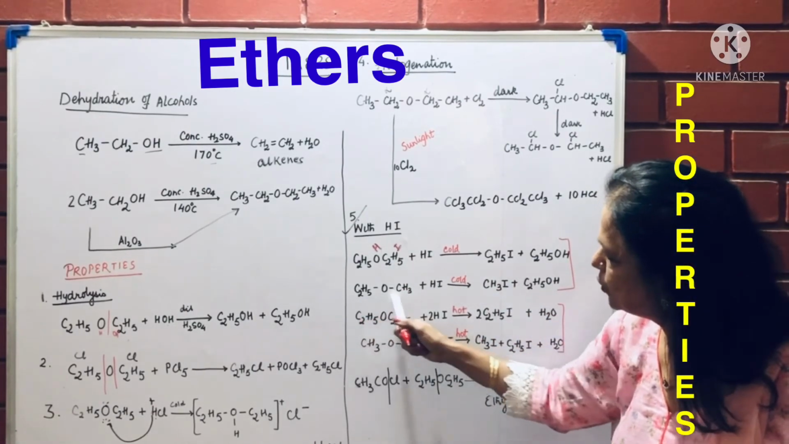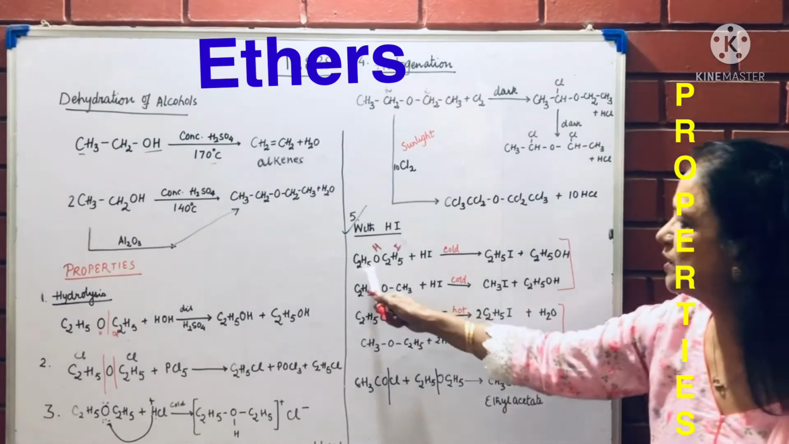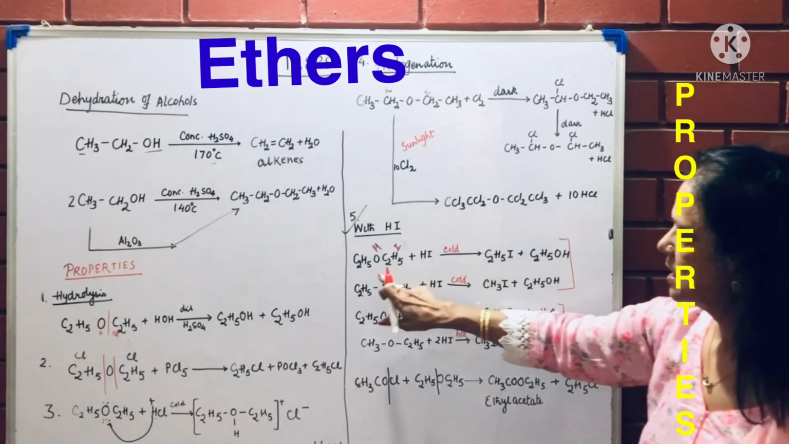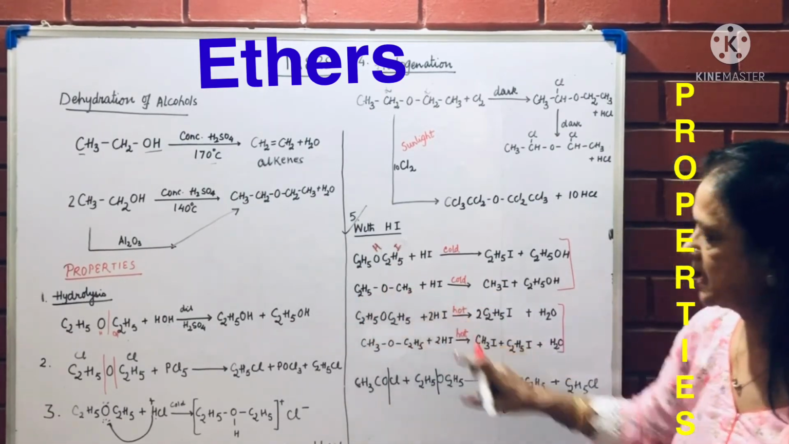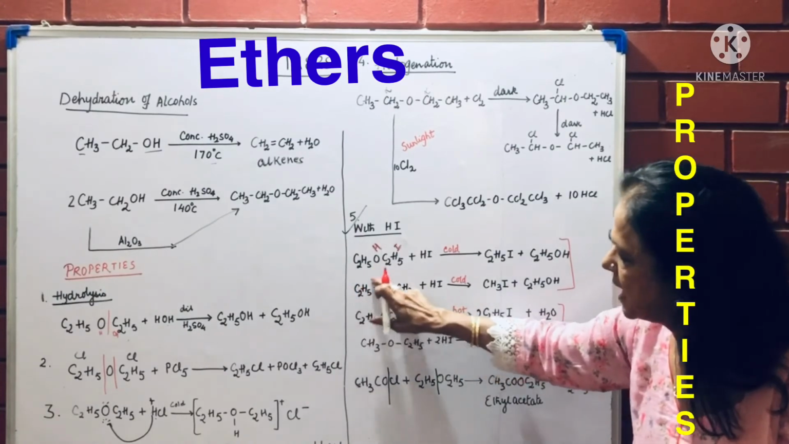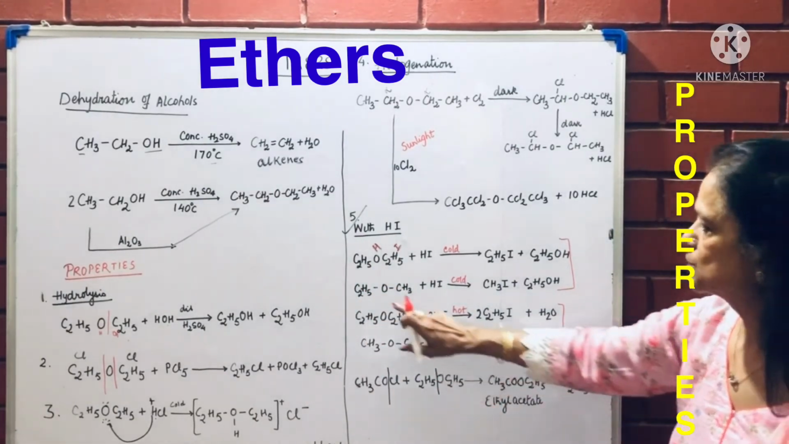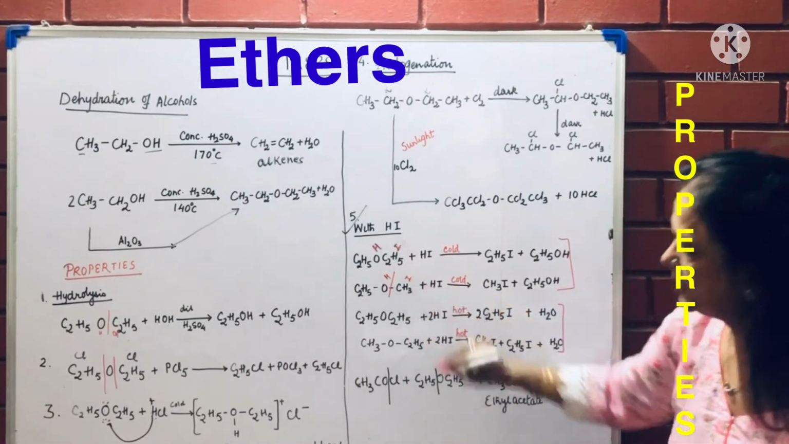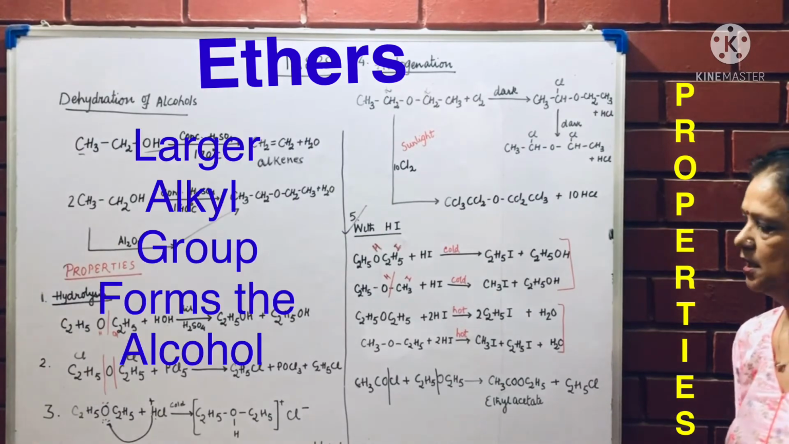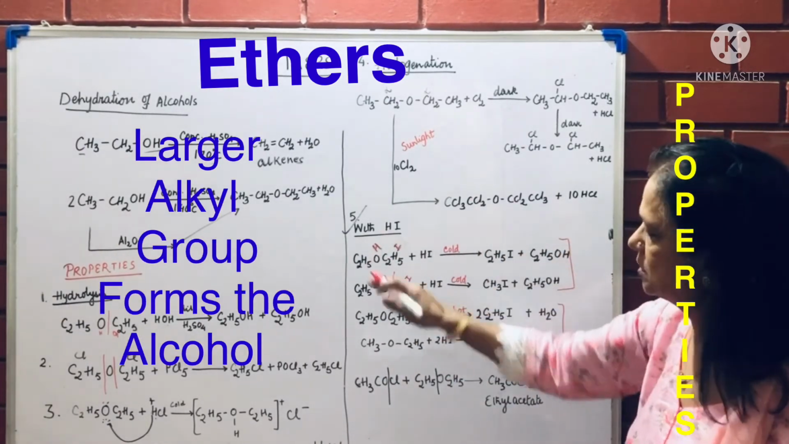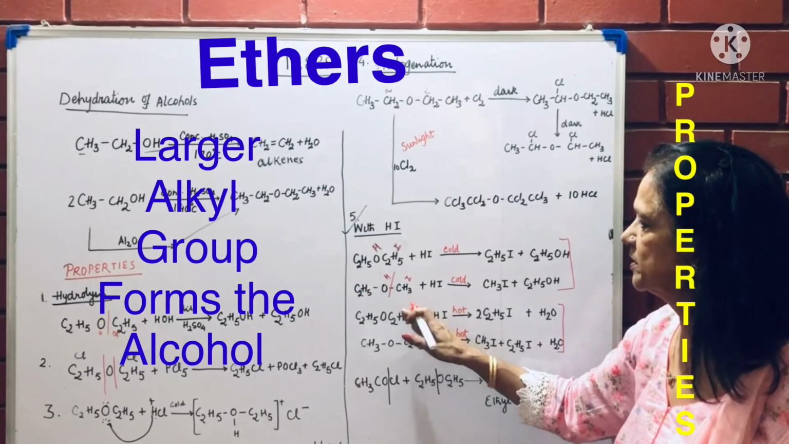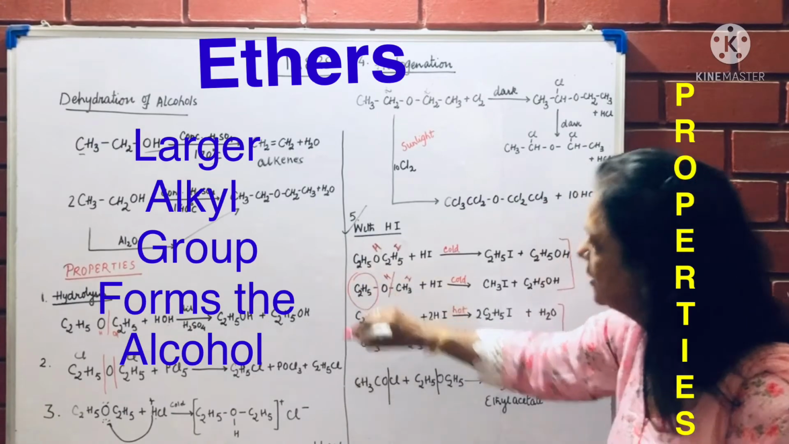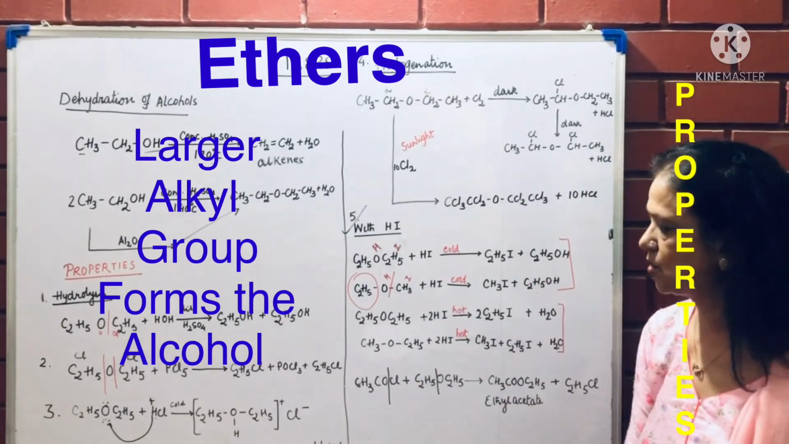If I have two different alkyl groups, here both were the same, so it doesn't matter whether H comes here or I comes here. So if there are two different alkyl groups, then the larger alkyl group will form the alcohol. So C2H5OH and the alkyl halide will be CH3I. This compound can be written in both ways, CH3OC2H5 can also be written, it will be the same compound. So always remember that the larger alkyl group changes into the alcohol.